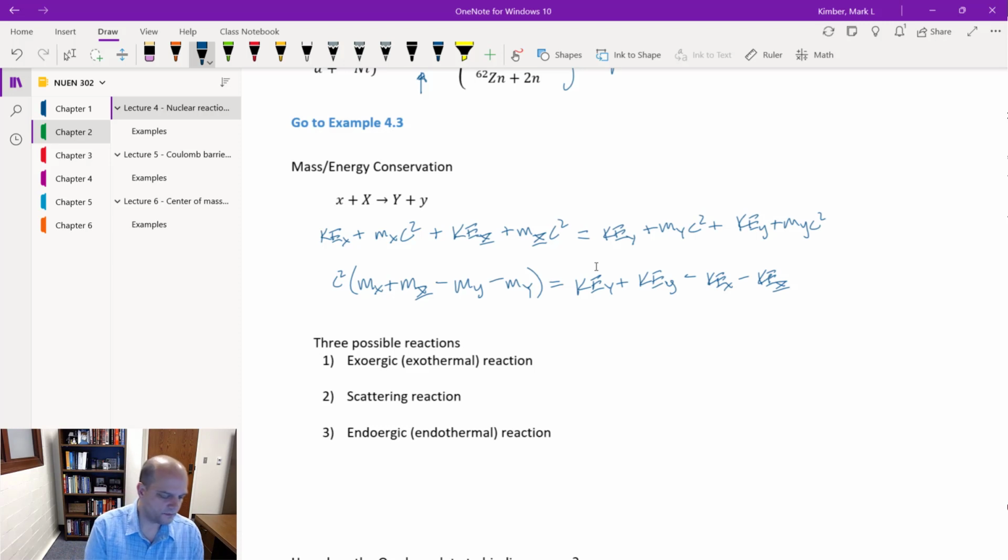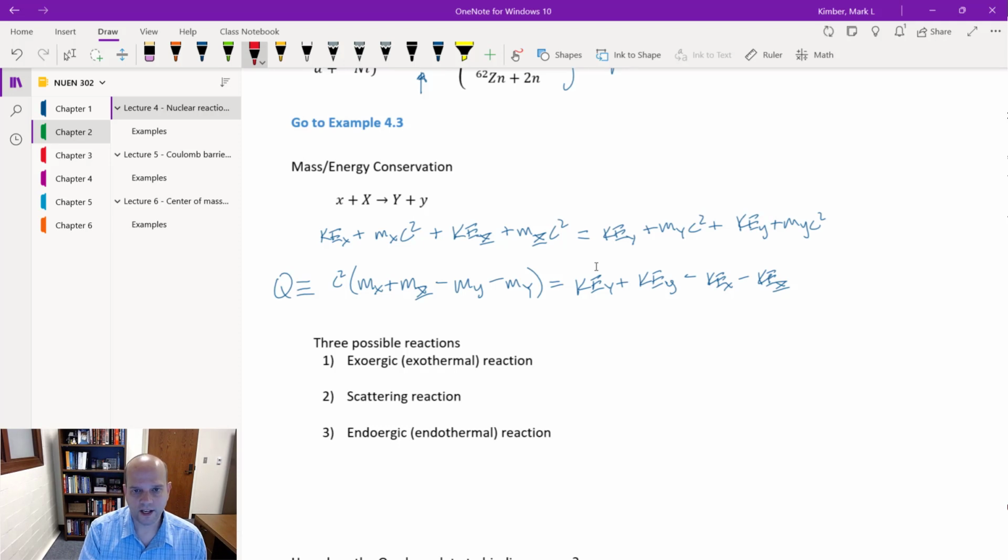And this equation is what's known as the Q factor. This is the definition of the Q factor. And I can calculate this with either expression. I could do it with mass multiplied by the speed of light, or I could do it with the kinetic energy if I know the kinetic energies of all my products and reactants.